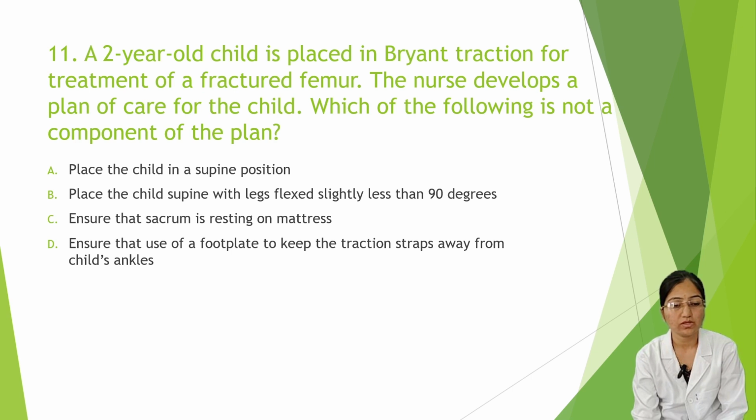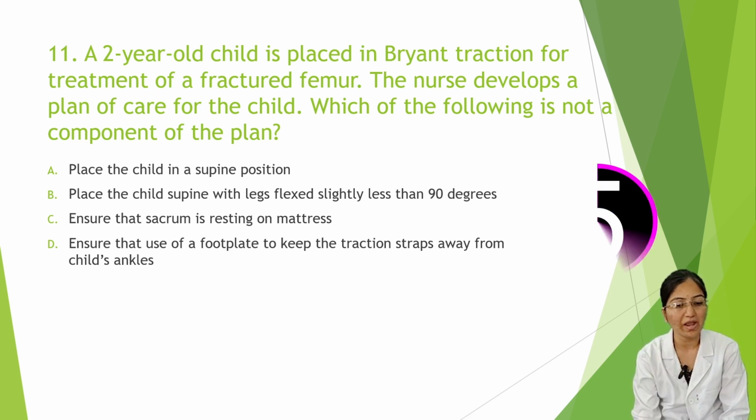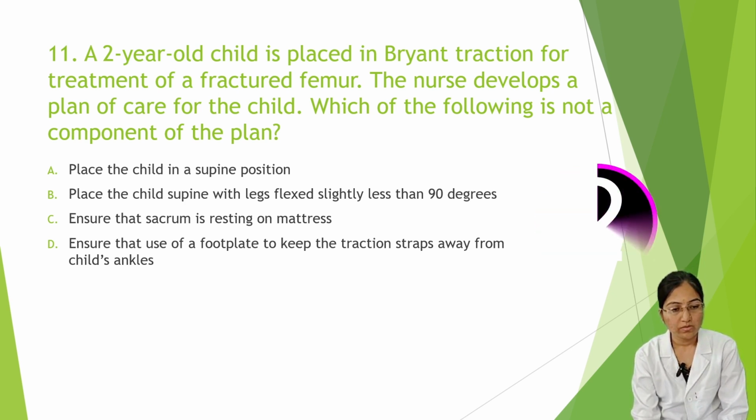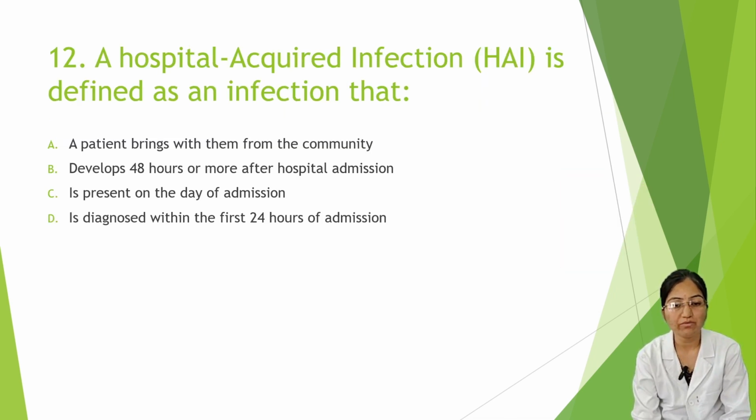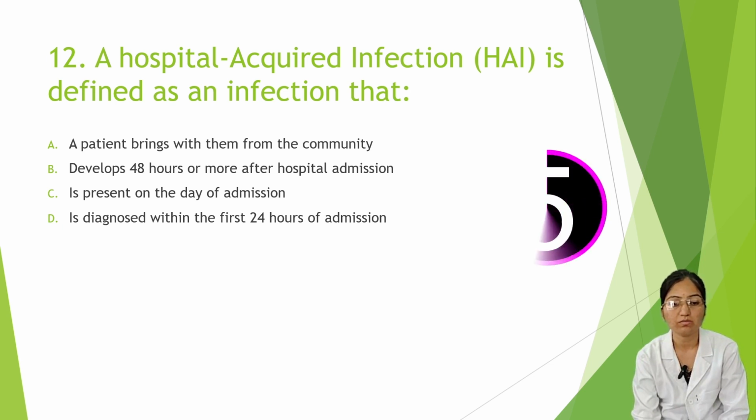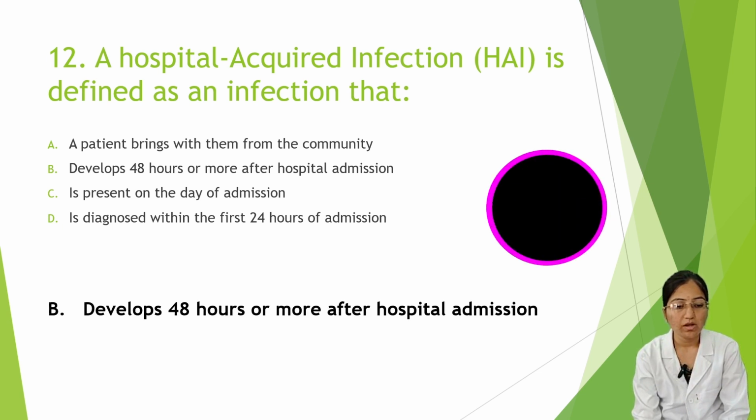Trochanter roll. Next question. A 2-year-old child is placed in Bryant's traction for treatment of a fractured femur. The nurse develops a plan of care for the child. Which of the following is not a component of the plan? Right option is B, that is place the child supine with legs flexed slightly less than 90 degrees. Next question. A hospital acquired infection is defined as an infection that develops 48 hours or more after hospital admission.